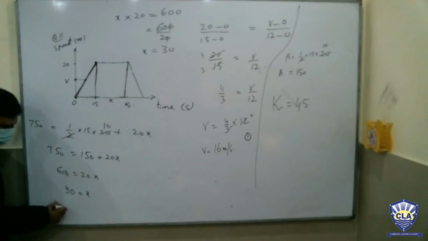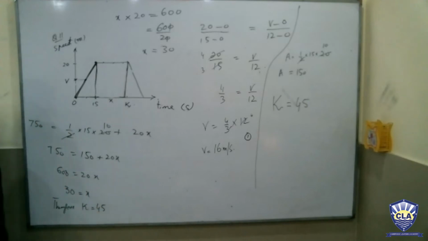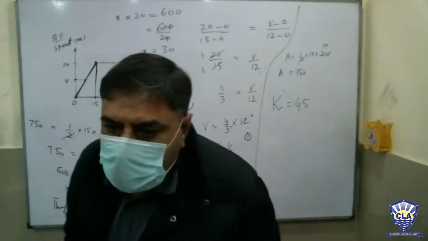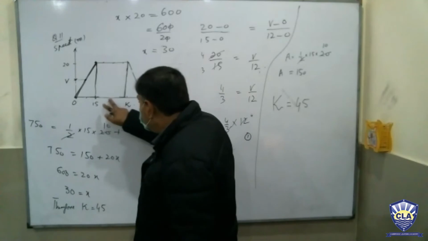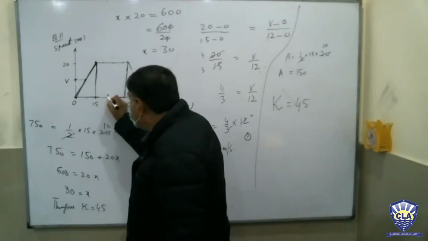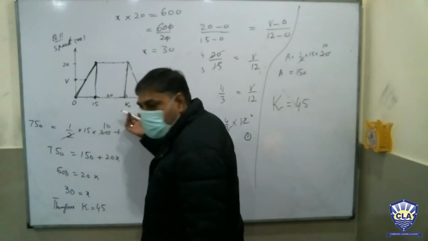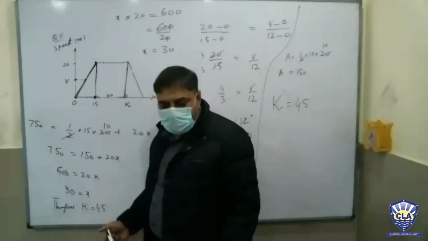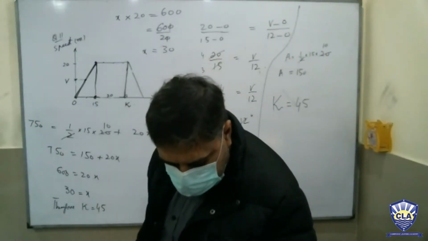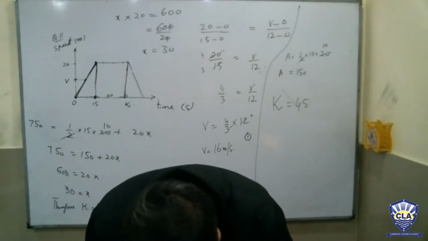Therefore K equals 45. It is not just x. What is x? x is 30, this gap is 30, and this is 15. 45 is 15 plus 30. So what is K? K equals 45.